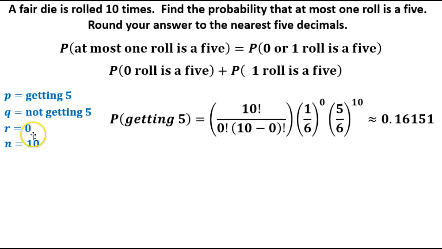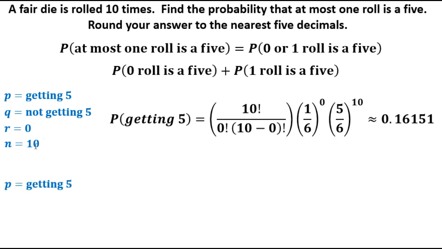So we're going to fill out the same information here. P is still going to be getting a 5. That's a probability of getting a 5. Q is a probability of not getting a 5. R, in this case, is going to actually be 1 because we want one of these rolls to be a success. And then our N value is still going to be 10. We're going to roll it 10 times.